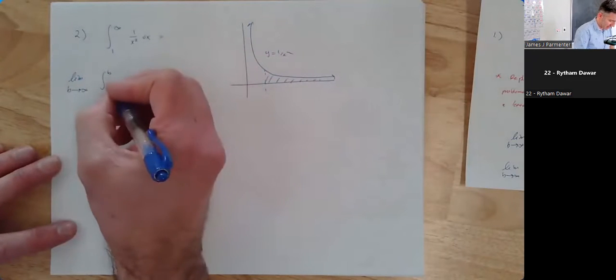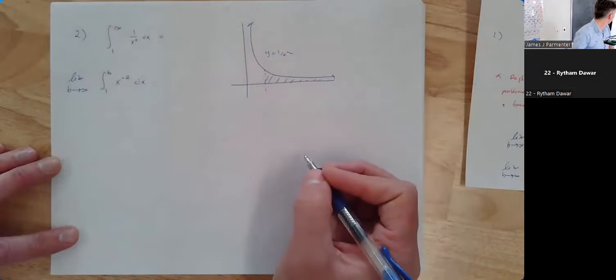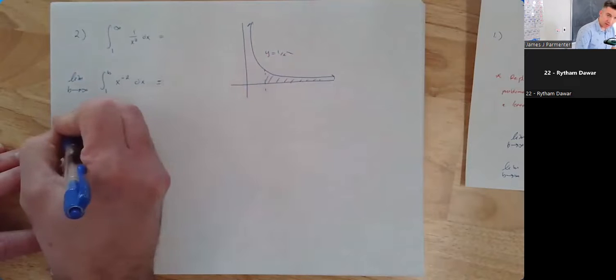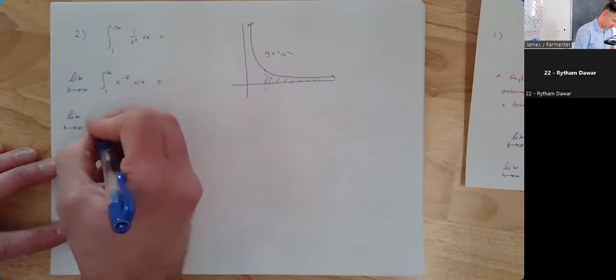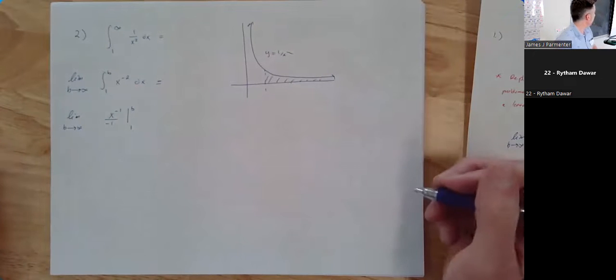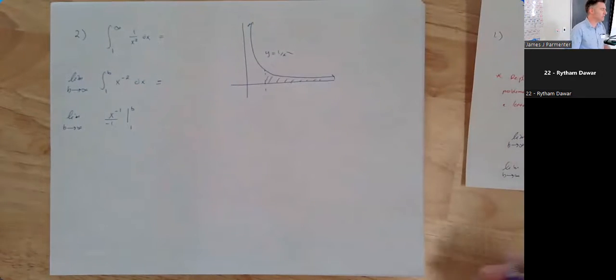I'm going to write this as x to the minus 2, just because that makes it easier for me to antidifferentiate. We antidifferentiate, we get the limit as b goes to infinity of the integral of x to the negative 2 is x to the negative 1 over negative 1 from 1 to b. I personally don't like negative powers. Especially when it's infinity, it's just less easy to see.